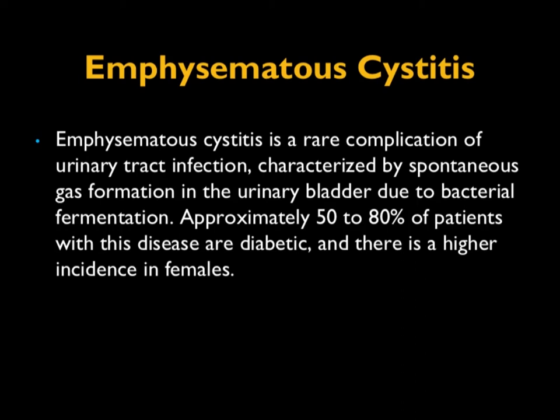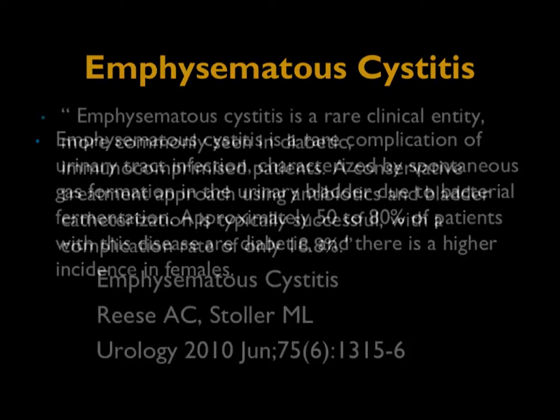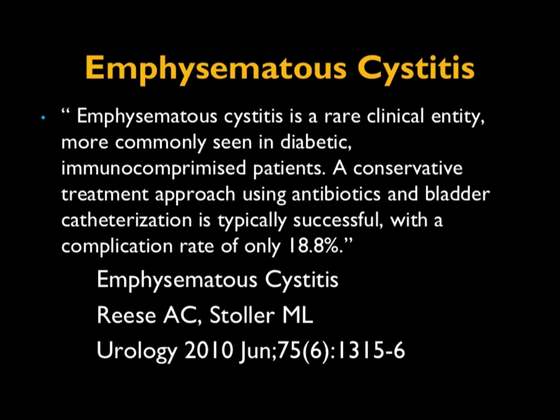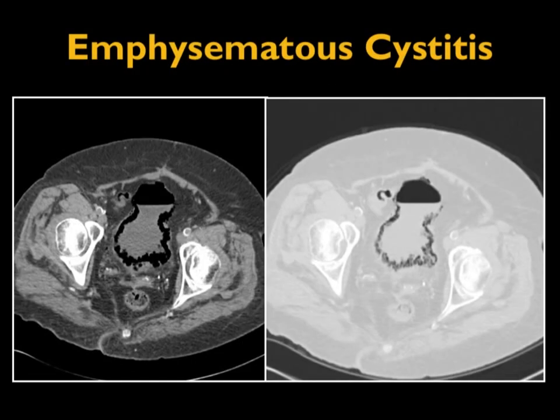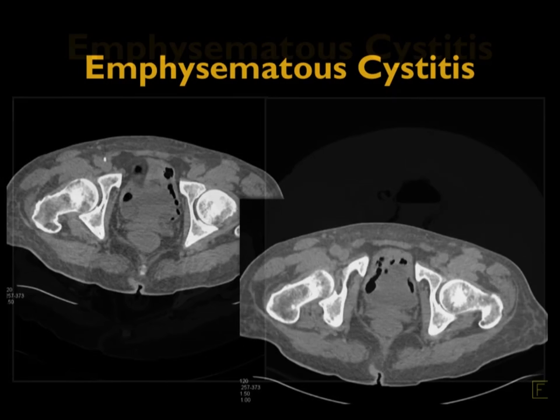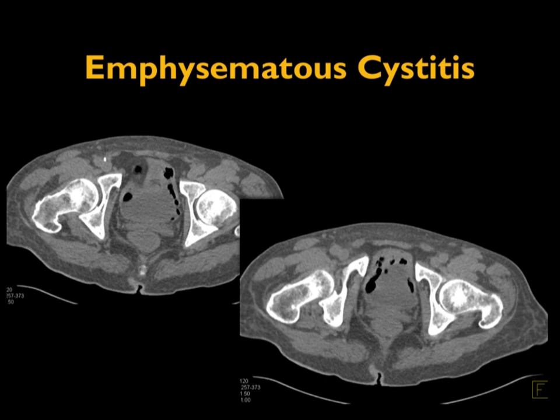One is emphysematous cystitis, a rare complication of urinary tract infection characterized by gas formation in the bladder, particularly in its wall. Most patients are diabetic, and this has a high morbidity and high mortality. Article by Reese talking about the diabetic immunocompromised hosts, and that non-intervention is usually going to be successful. Beautiful example here of emphysematous cystitis, and a little bit less impressive in this example.